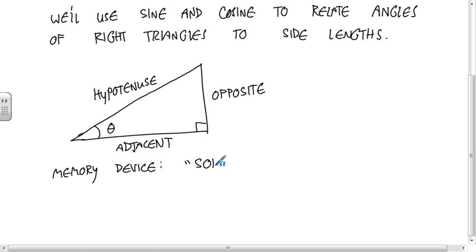SOHCAHTOA. It sounds like some bit of Samoan wisdom or something. But what it means is, SOH means the sine of the angle is equal to the length of the opposite side over the length of the hypotenuse.